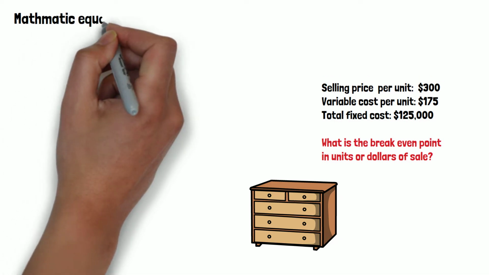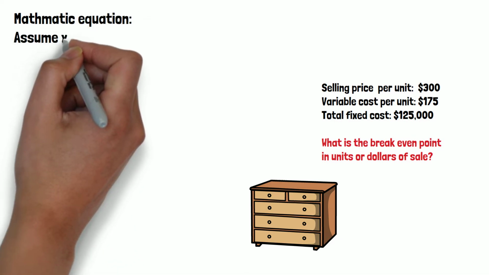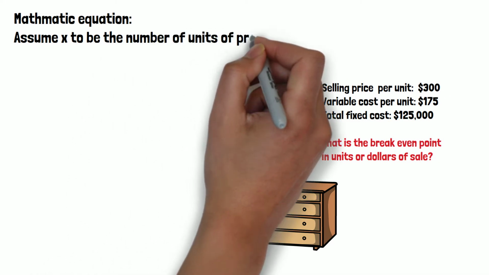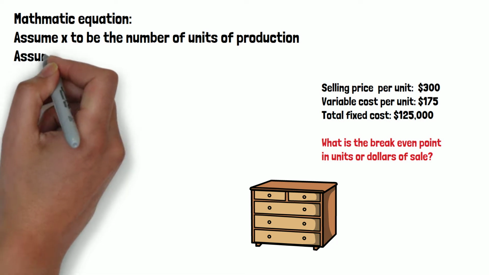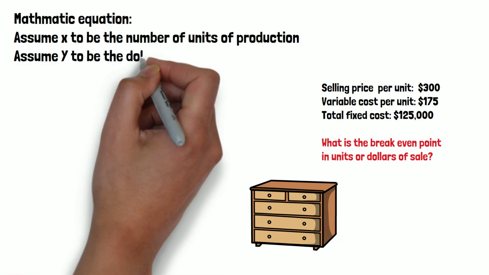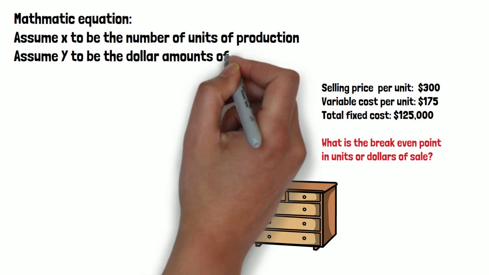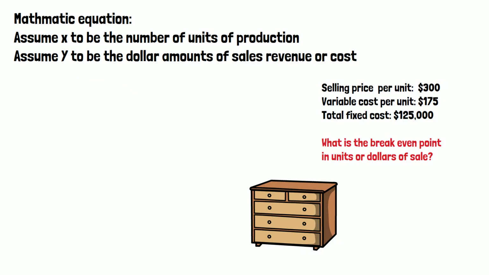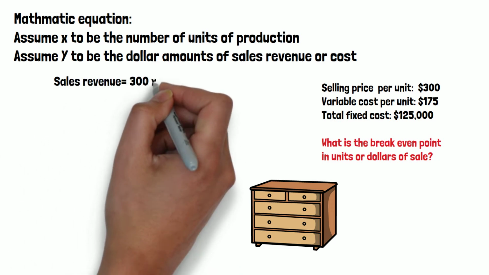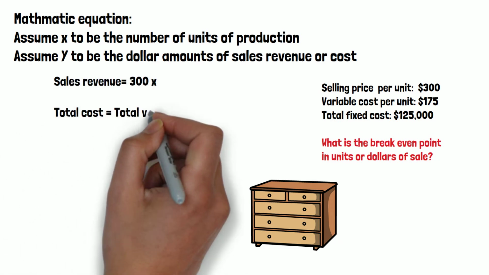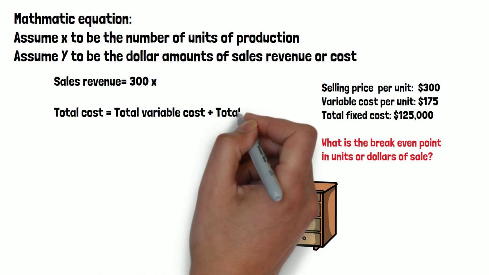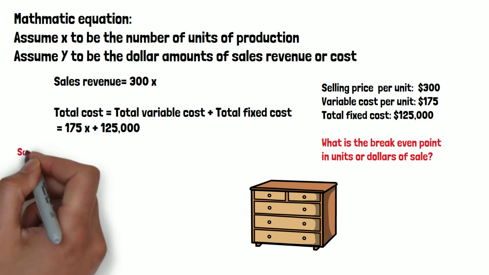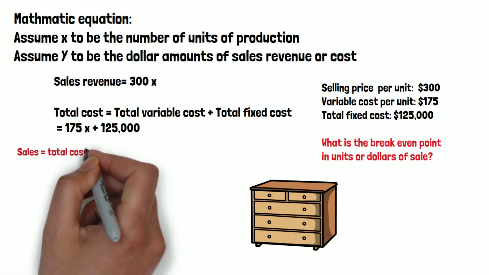Okay, so we can use the mathematical equations to solve the break-even point. So let's assume X to be the number of the units of production, and let's assume Y to be the dollar amounts of the sales or the cost. Okay, so the sales revenue equals $300 per unit times X, and the total cost equals two components: total variable cost plus total fixed cost, that equals 175X plus 125,000.